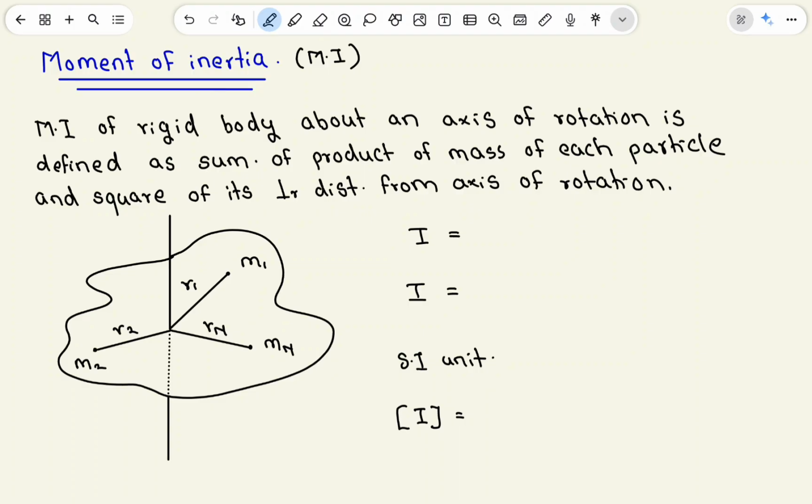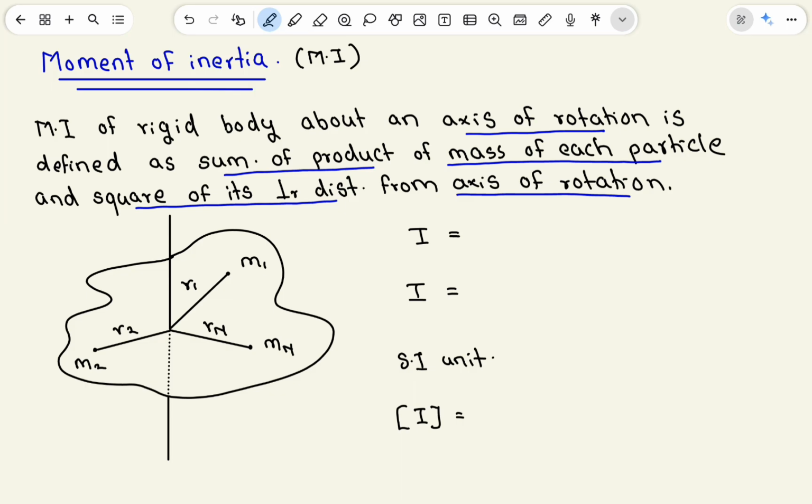The first topic that we are going to see today is moment of inertia. So let's start with the definition. As I've written on the screen, the moment of inertia of a rigid body about an axis of rotation is nothing but the sum of product of mass of each particle and the square of its perpendicular distance from axis of rotation.